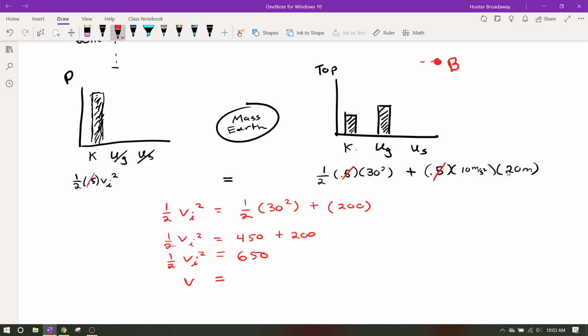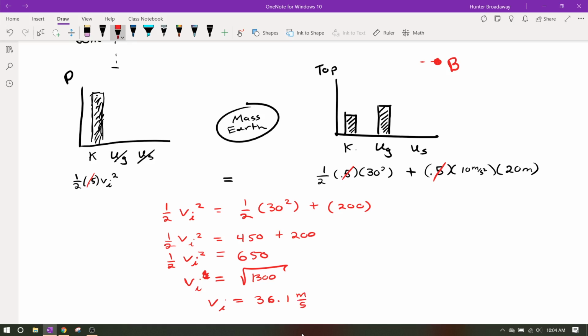Okay, so vi squared is going to equal 1300. Get rid of that square. Square root both sides. So our initial velocity is going to be the square root of 1300, which, if I can actually find the square root button in the calculator, is 36 meters per second. 36.0, 36.1, 36 point. Okay, so if it's 36.05, let's say 36.1 meters per second.